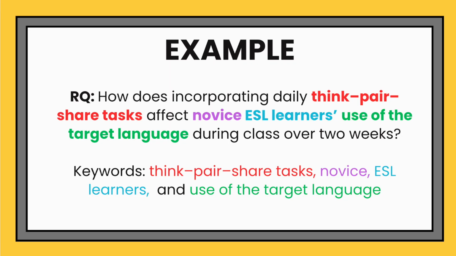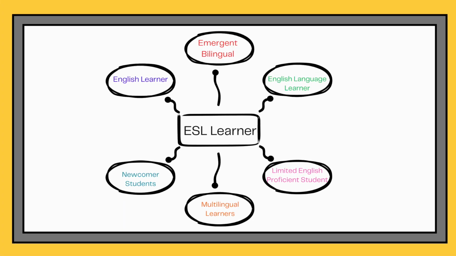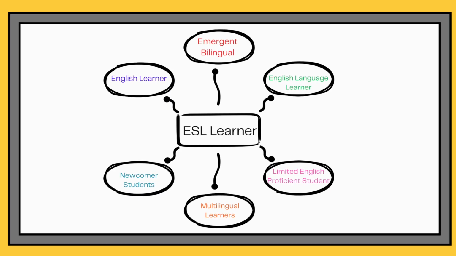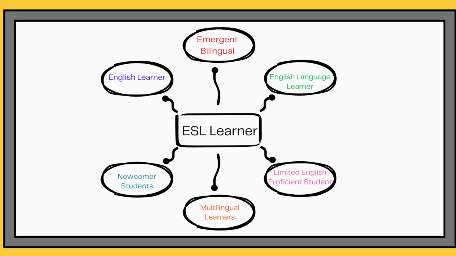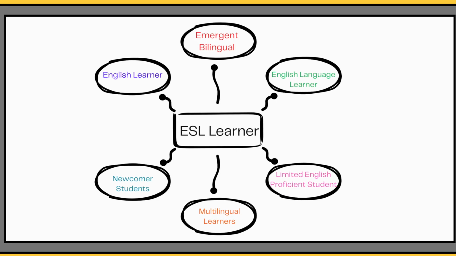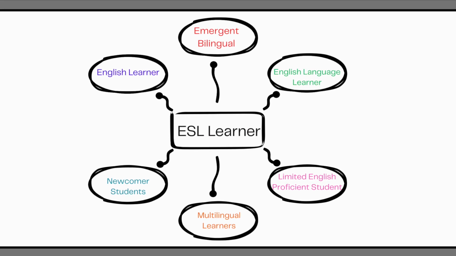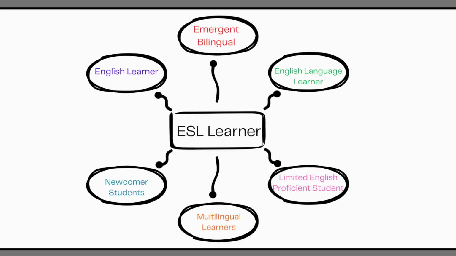Looking at your research question, you identify 4 keywords or key phrases that might be useful for your search of the literature: think, pair, share tasks, novice, ESL learners, and use of the target language. Immediately, you recognize that there are a number of different ways to refer to your target population. You know that some of these terms, such as limited English proficient students, are outdated and have fallen out of use, but older research will still be listed under those outdated terms. So you need to keep them in mind when you're conducting your search.